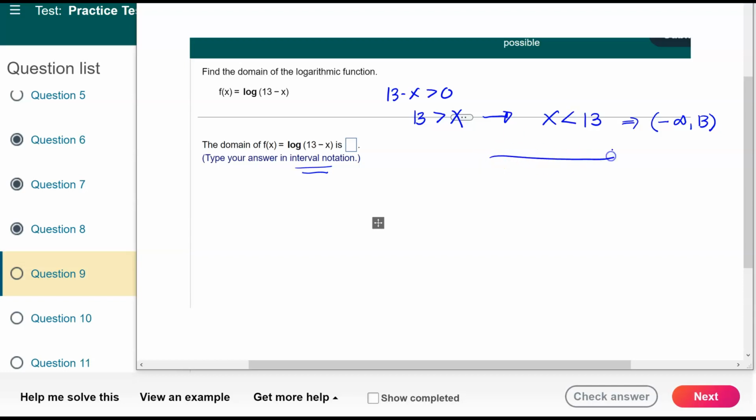Or you can first graph it if you're a little bit confused. So you do 13 here. You say less than 13, and then you shade that. That will be the interval from negative infinity up to 13. You make sure not to include 13 because there's no equality sign there.